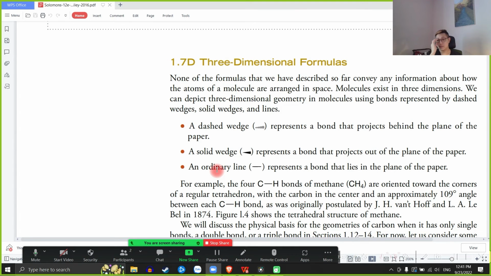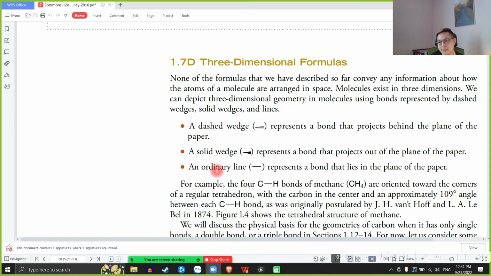Like 3D formula. So basically, we are talking about 3-dimensional structures in space now. So we talk about 3D formula. I told you before, in space they look different compared to on paper, right? None of the formula that we have described so far convey any real information about how atoms and molecules are arranged in space. And we live in a 3D universe right now. So basically we have to represent them with something different.